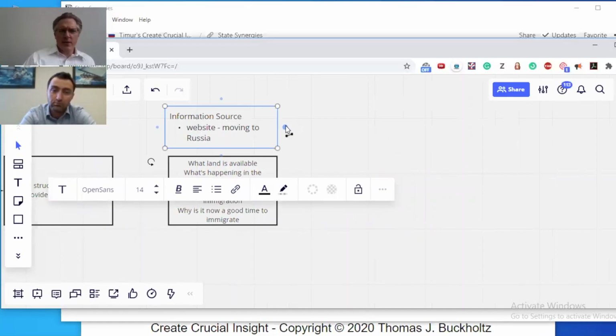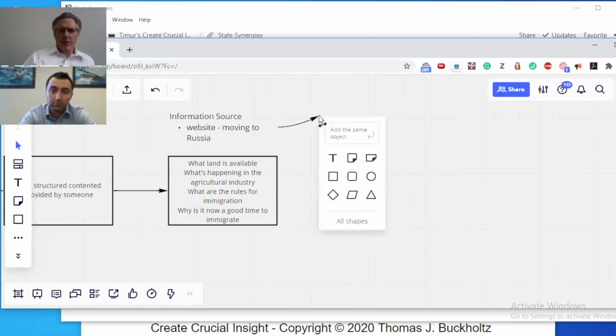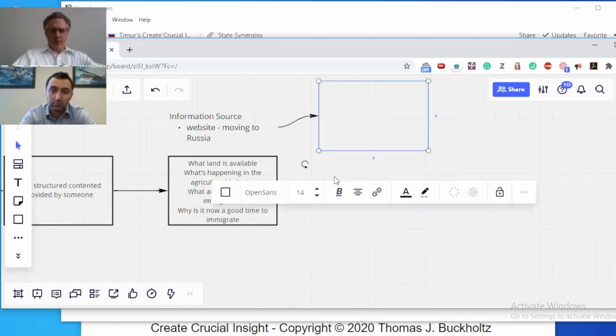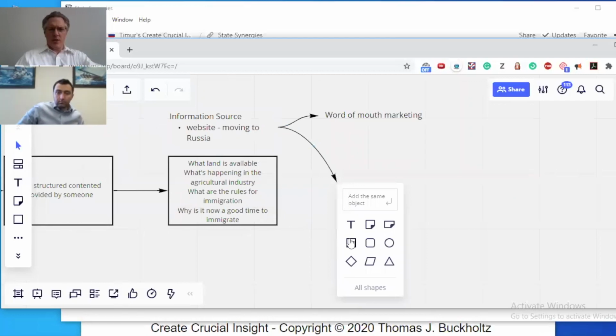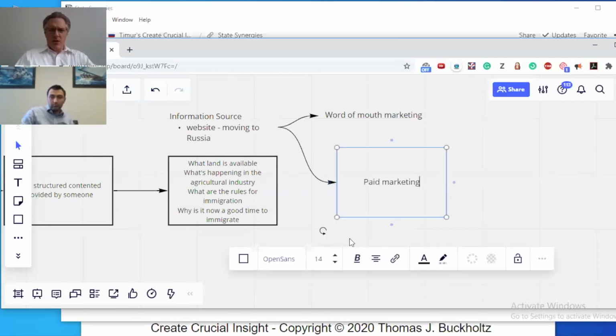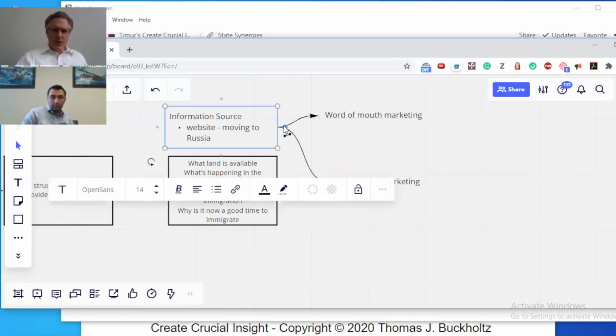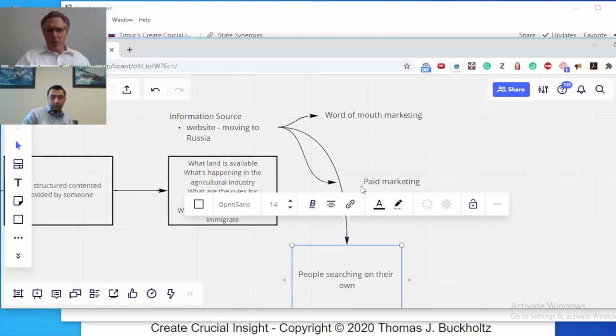Now, eventually, what are different ways that people usually find websites? You have word of mouth marketing. You have paid marketing, like a media strategy. And then you have people who are just searching on their own. All right.